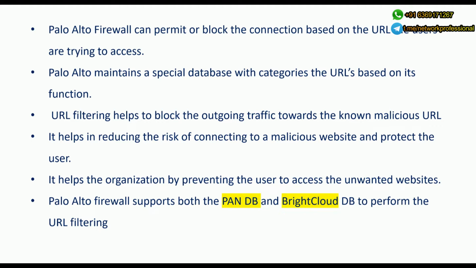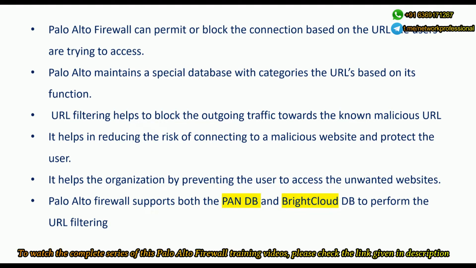As I said earlier, it maintains a special database. By default, Palo Alto has one database that's referred to as PAN-DB, the Palo Alto Networks database, which has already categorized all the URLs, and we can take actions accordingly. In addition to that, Palo Alto also supports using a third-party database to perform the URL filtering feature. The third-party database supported in Palo Alto Firewall is BrightCloud. All right, fine. So let's see how it works.